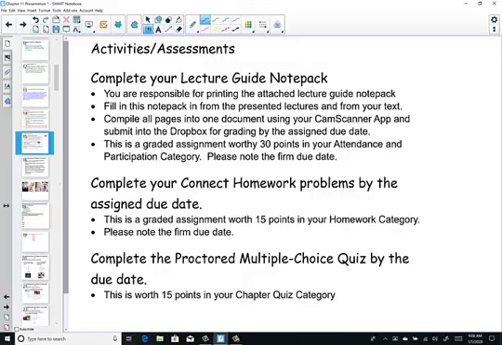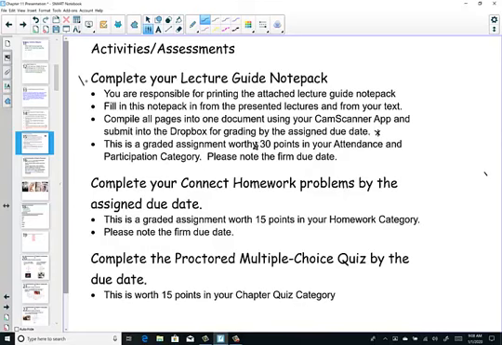Remember, you are responsible for printing for each chapter, filling in the note pack from the presented lectures and from your text. You'll compile all those pages into a single document, use your CAM Scanner app, and submit into the Dropbox for grading by the assigned due date. Remember, those due dates are firm. Make sure you've checked out your calendar. These are graded assignments worth 30 points in your attendance and participation category.